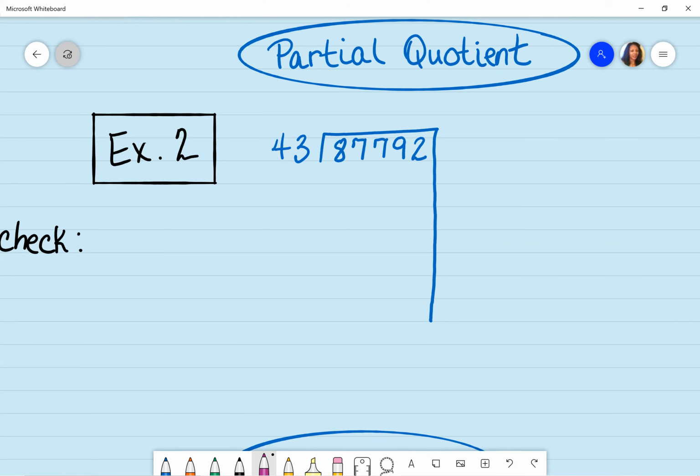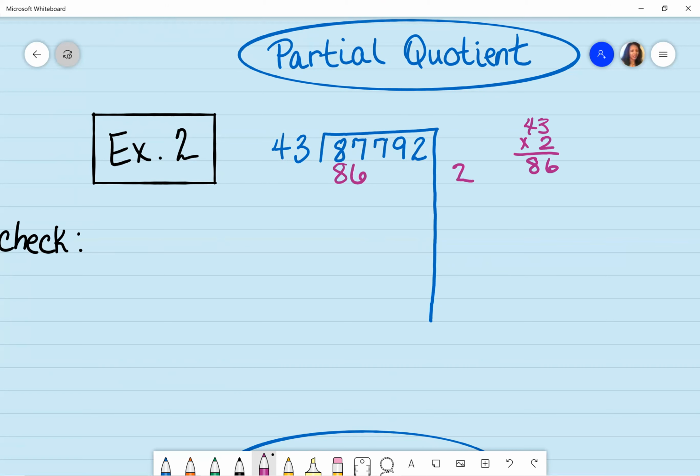Yes, 43 times 2 would be 86. Okay. So do you think we should go up to 3 or stay at that 2? 3 would be above. Okay, and so you should already know that because 86 is right up against 87, so that wouldn't make sense. Okay, so then we're going to put a 2 here.